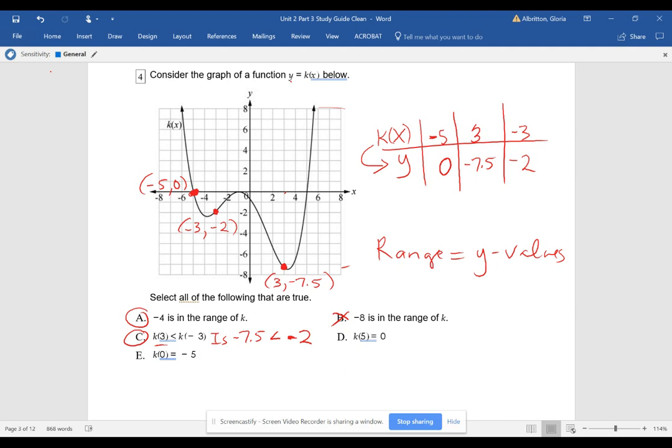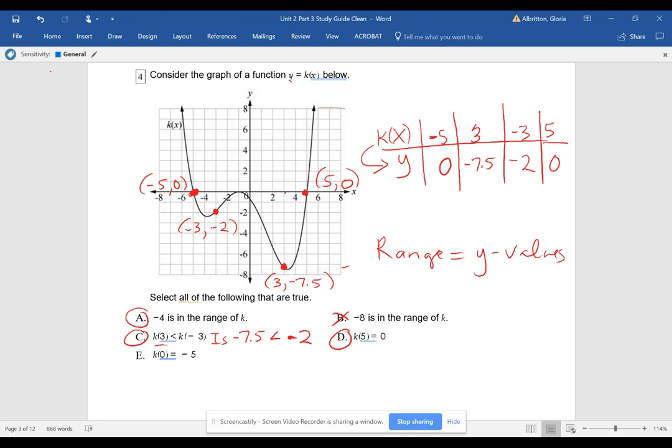D is similar. K of 5 is equal to 0. Well, let's check it out. So when x is 5 on this graph, 1, 2, 3, 4, 5, which is right here, that ordered pair is x is 5, y is 0, because we didn't go up or down at all. So is this true? When K of 5 is equal to 0, that means when x is 5, y is 0. That's true.